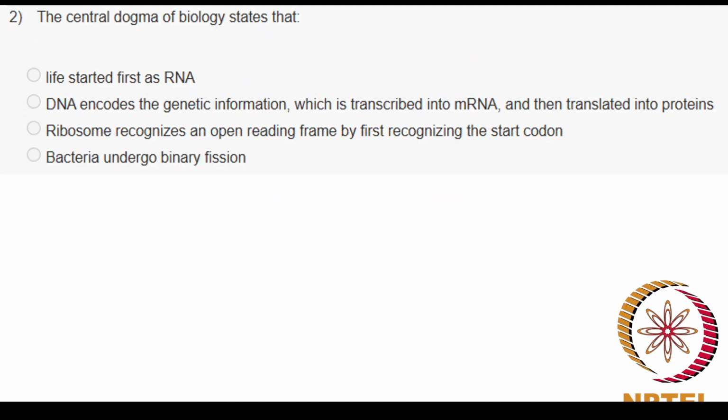Okay, moving towards the next question. The central dogma of biology states, these are four different options. Life started first as RNA. DNA encodes the genetic information which is transcribed into mRNA and then translated into proteins. Ribosomes recognize an open reading frame by first recognizing the start codon. Bacteria undergo binary fission. So which of the following does the central dogma state?